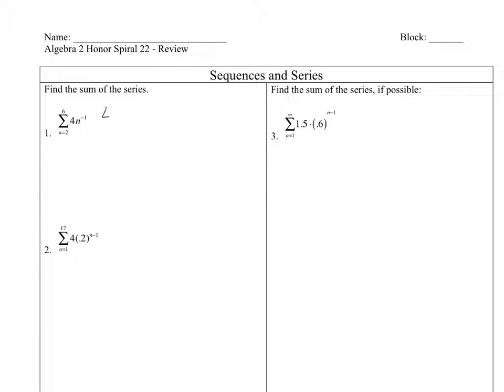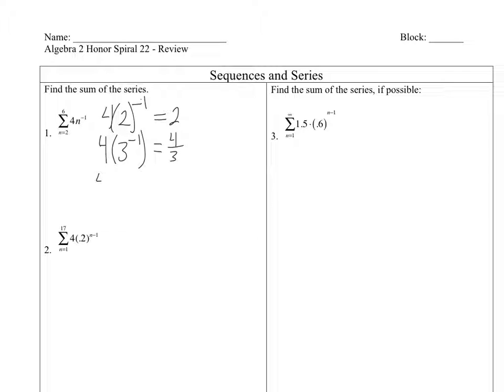So this is 4 times 6. I don't know why I start with 6, I really should start with 2. So it's 4 times 2 to the negative 1. 2 to the negative 1 is a half, so that's 2. Then we're going to have 4 times 3 to the negative 1, and that's going to be 4 thirds.